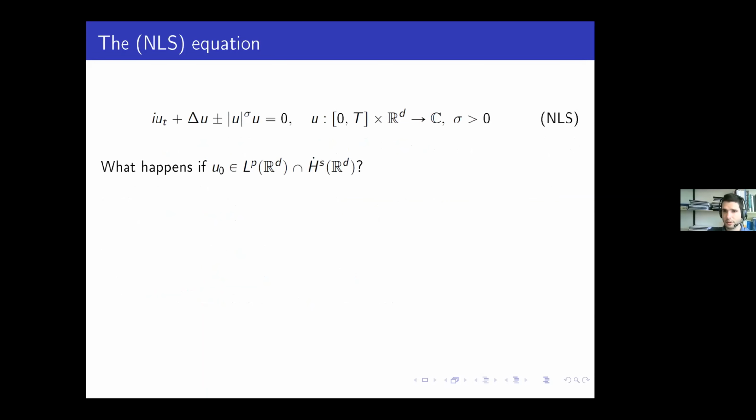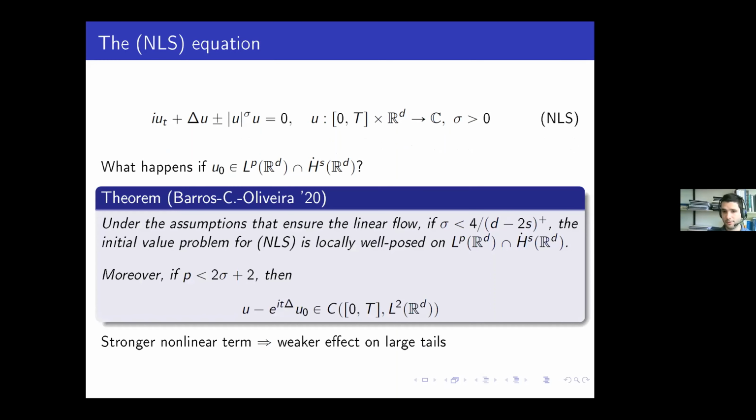And now I can ask, what happens in this larger space, this subspace of L^p? Can we still prove that the nonlinear flow still exists for certain powers of sigma? And the result is that, assuming the same conditions that give you the linear flow, the same condition as the H^s theory, so sigma smaller than 4 over d minus 2s, then you can build a solution. So the result extends perfectly.